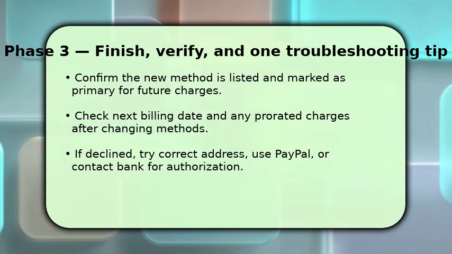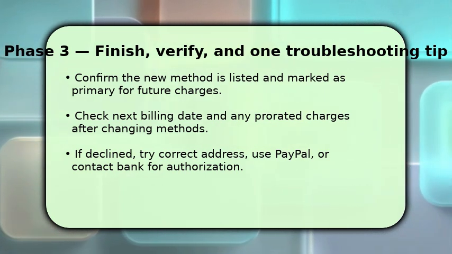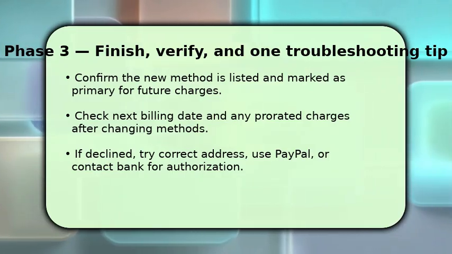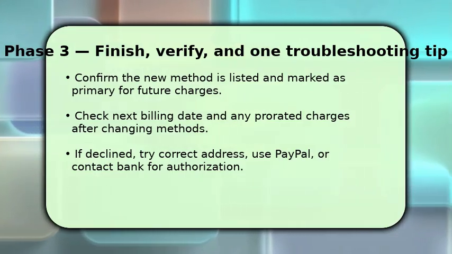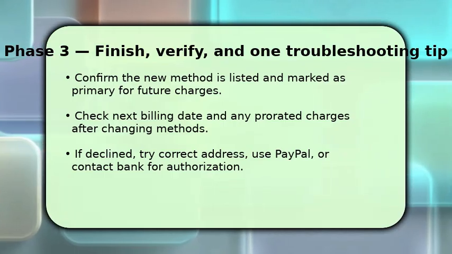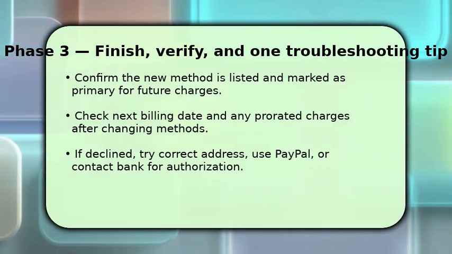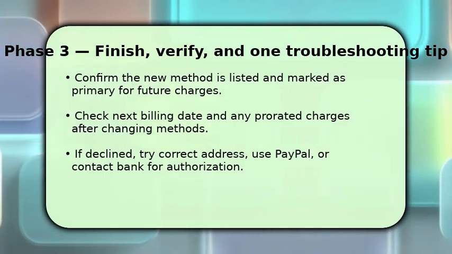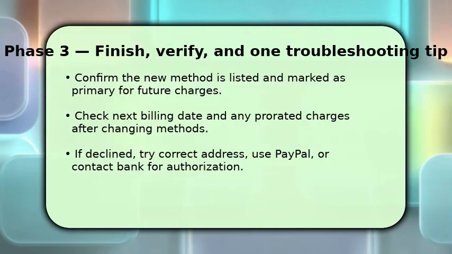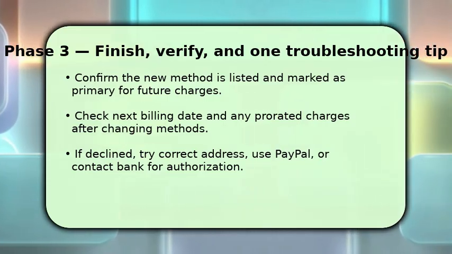If you see prorated adjustments, that's normal when switching mid-cycle, so review the charge summary. If the card is declined, double-check billing address and CVV, try linking PayPal instead, or call your card issuer to authorize the charge. That usually resolves holds and gets your service billing back on track.